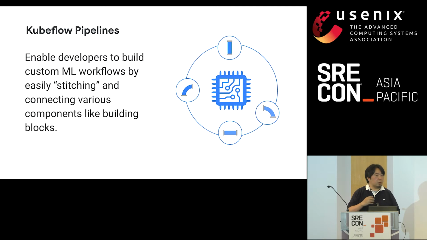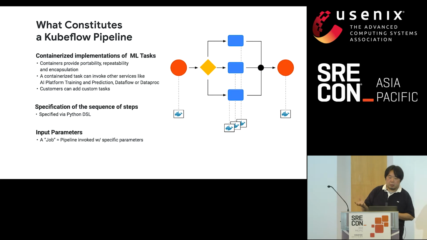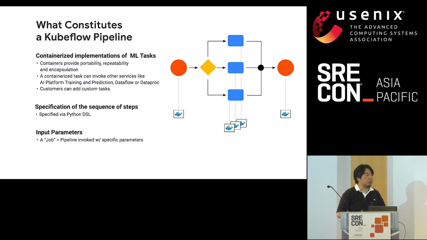So we are putting a significant development resource on doing every machine learning task on Kubernetes and Kubeflow. And now we have Kubeflow Pipelines. With that, you can easily define a machine learning pipeline by stitching and connecting various components like building blocks. Kubeflow Pipelines allows you to containerize everything, like ingesting data, transforming the data, validating data, training the model, and validating the model. Everything could be defined as a container on Kubernetes or Kubeflow.